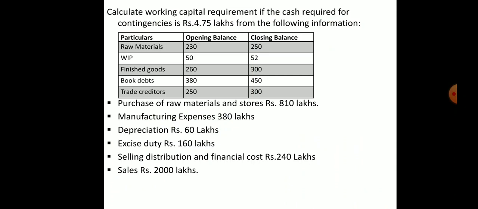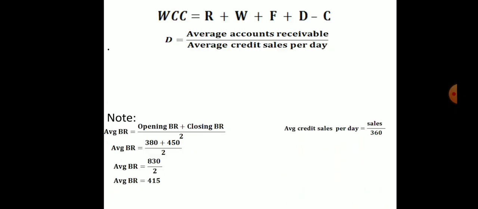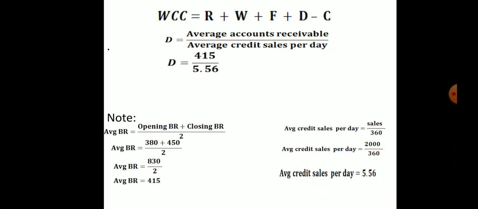If they mention 50% as cash and 50% as credit, then we have to take only 50%. Here they have not mentioned clearly, so we have to assume all this total sale is credit sale only. So total credit sale is 2000 divided by 360, so 5.56 credit sale per day. So average accounts receivable is 415 divided by average credit sale per day 5.56. So the debtors period is 74.64 days it will take to recover that money.